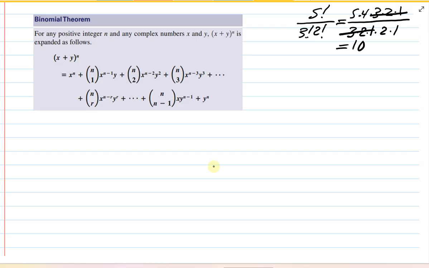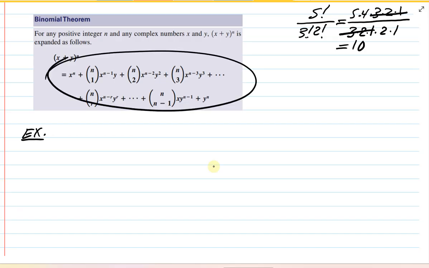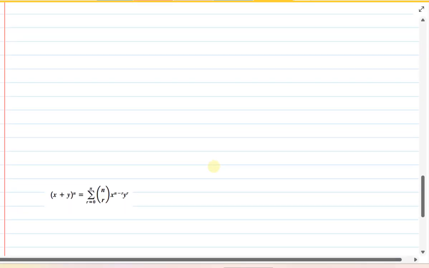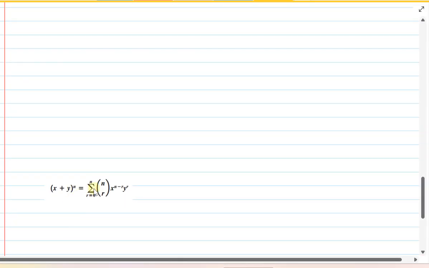Feel free to work with these the way they look, or again, if you're like me, I would suggest doing the pattern. Okay, so let's do one more. Let's do another example here. I'm going to use the pattern. I'm going to ignore totally this thing. Oh, and by the way, you can write that in summation notation for those that are interested.